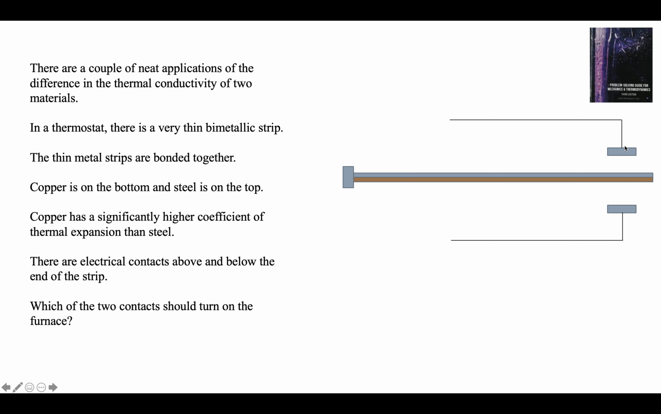Which of the two contacts should turn on the furnace? The top one or the bottom one? Well, if it's cold, the copper is going to shrink, and steel is going to shrink, but the copper is going to shrink more than the steel. So when the copper shrinks, it's going to pull this thin strip downward. So the bottom one should turn on the furnace. If it's hot, the copper will expand more and curl the strip up, and that might turn on the central air conditioning.